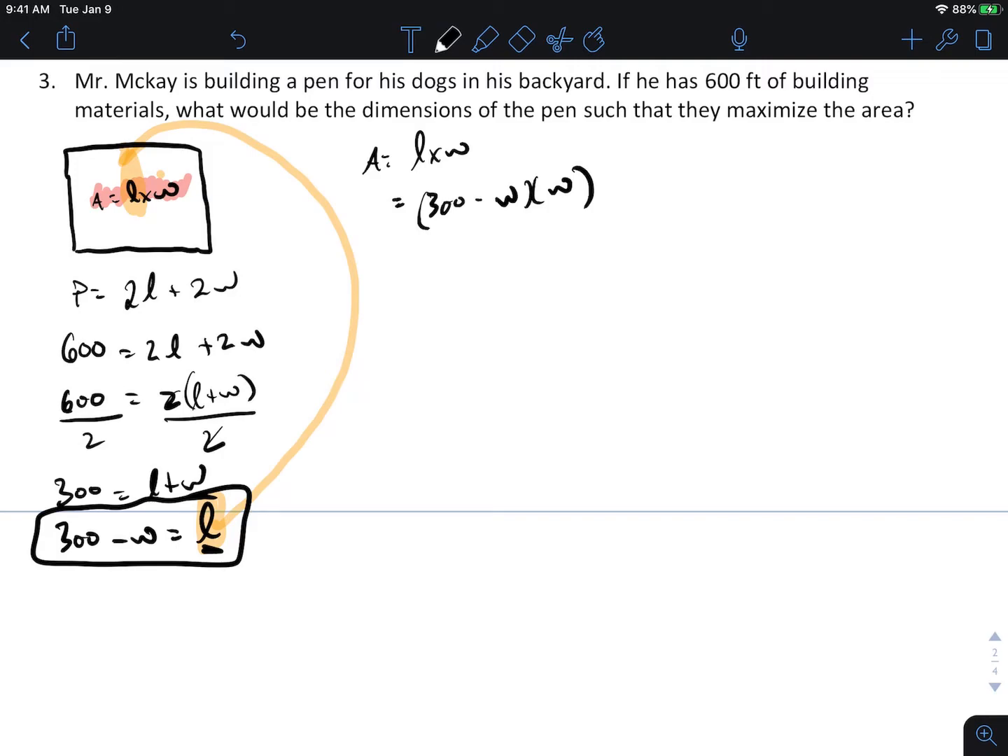So why don't we, for a second, just because you're following along and then you're going to follow this process after, I want to distribute this in to there, right? So I'm going to get something that looks like this, 300W minus W squared. Now I'm at something that kind of looks a little bit familiar. And if I were to rewrite it, I could go negative W squared plus 300W.